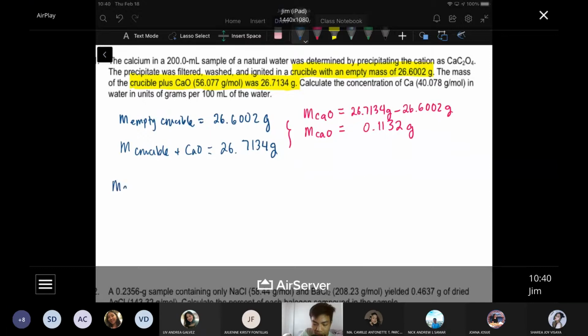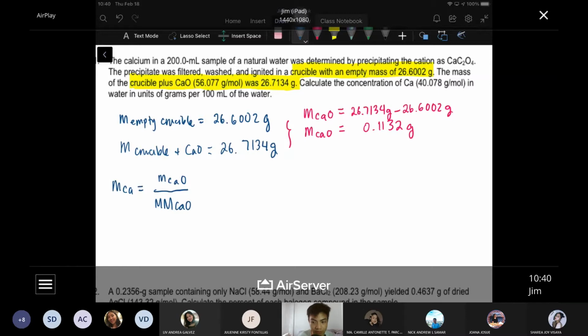So mass of calcium equals, let's convert the calcium oxide to calcium. How? You have your mass of calcium oxide, and you divide it by the molar mass of the calcium oxide. What's the purpose? The purpose is to get the moles of the calcium oxide. Once you have the moles of calcium oxide, you can now convert it into moles of calcium.